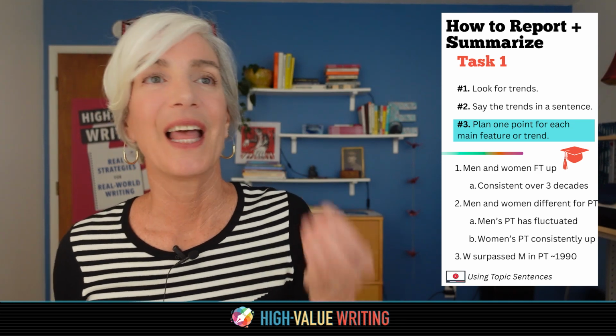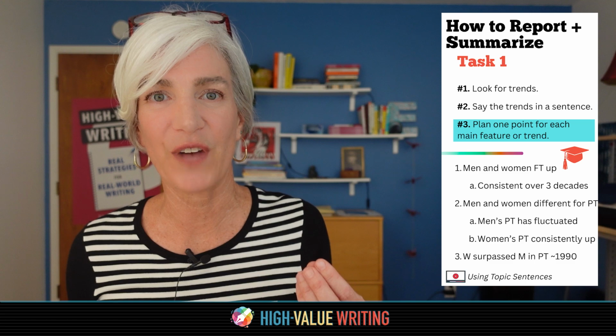Next paragraph is about part-time. I already covered full-time. Let me get into part-time. Men and women have had different rates. Here's what we've seen from men. Here's what we've seen from women. This is where you're putting in all your details about the numbers that you found in those charts. We'll talk about that more in a later video, but what we're seeing here is almost like your outline, and then you're filling in the proof, the evidence from what you saw in the chart.